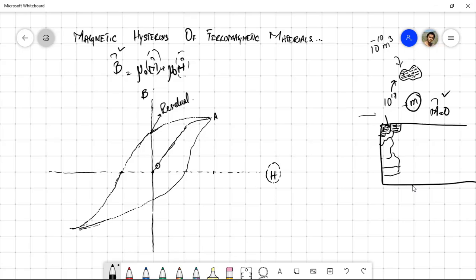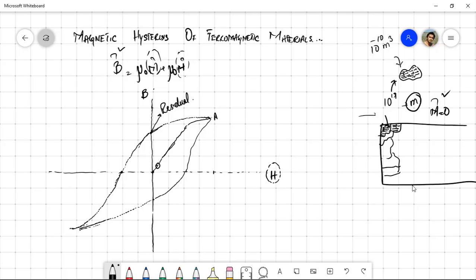When the value of H was negative, the value of B still had some positive values. Once again, at this point, the value of H was negative and the value of B was 0. And once we surpassed this point, then the value of B started to be negative. So the value of B was lagging behind. That's why this process is called magnetic hysteresis. Basically, the magnetic flux density is lagging behind, and this loop that we have drawn here is called the hysteresis loop. This is the magnetization process in ferromagnetic material.